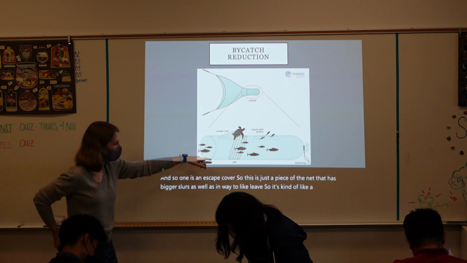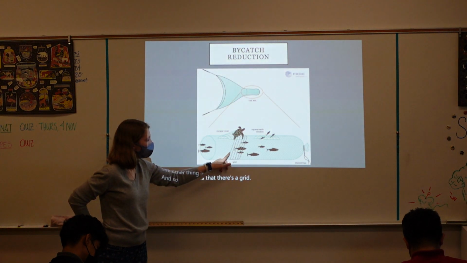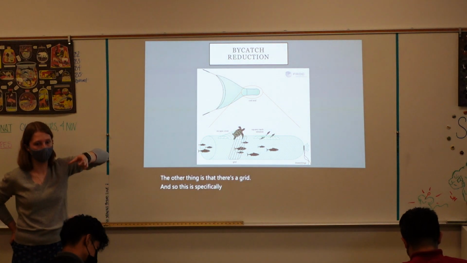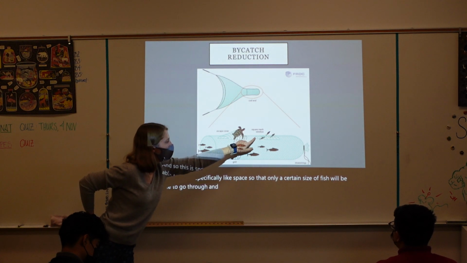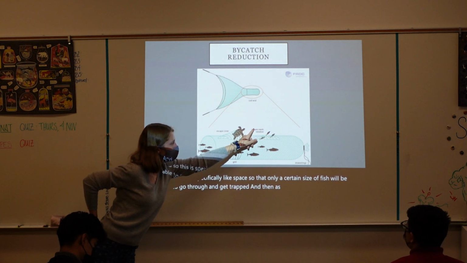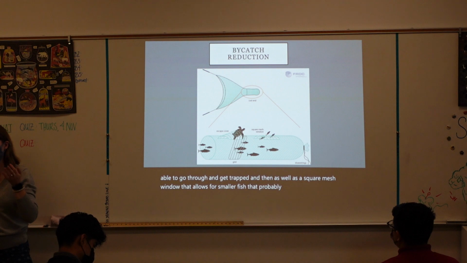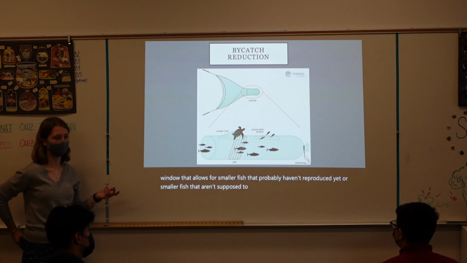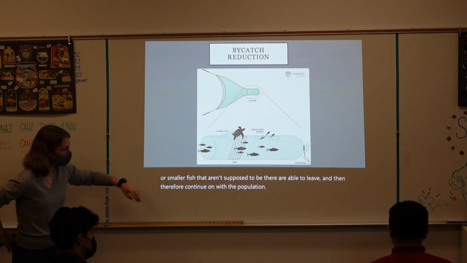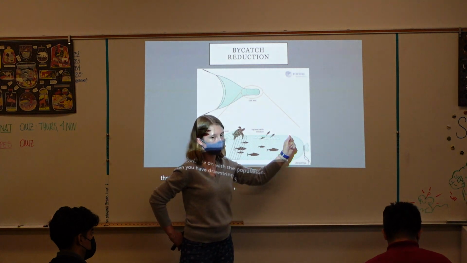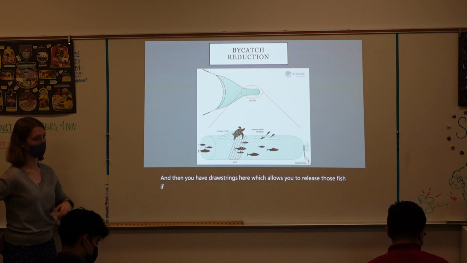The other thing is that there's a grid. This is specifically spaced so that only a certain size of fish will be able to go through and get trapped. As well as a square mesh window that allows smaller fish that probably haven't reproduced yet, or smaller fish that aren't supposed to be there, to leave and therefore continue on with the population. And then you have drawstrings here, which allow you to release those fish if they aren't what you are targeting.